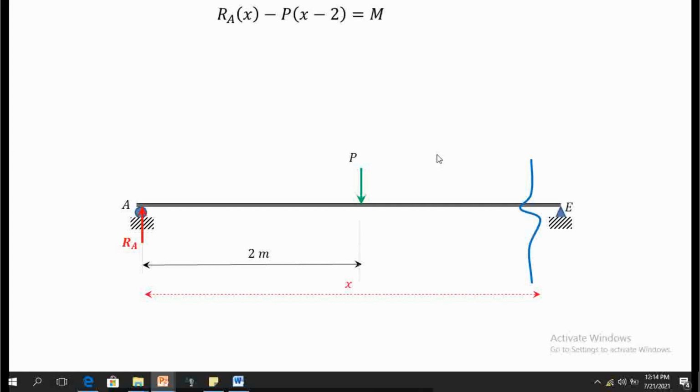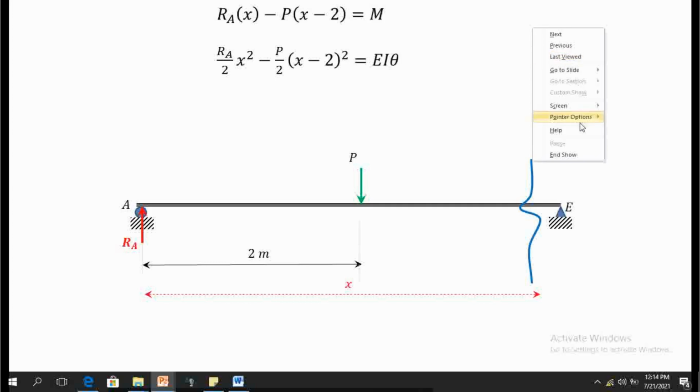Right? That is my moment equation. After I've gotten the moment equation, I have to take the integral of this equation. The exponent of my x here is 1. Right? So when I integrate it now, that is RA, the exponent of x will now be 2, over n plus 1, that is 2.